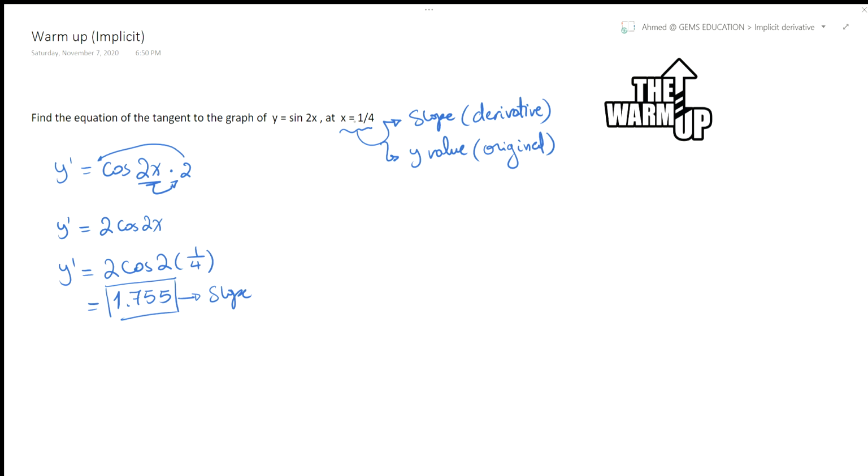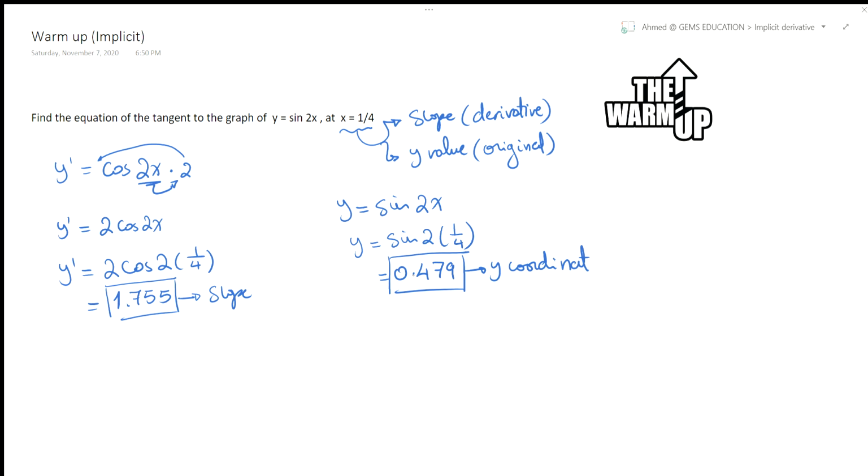Now, if we substitute x in the original function, as we said, this is what will get us the y value. So using the original function y equals sine 2x, I'm going to now substitute the x value of 1 over 4. This on your calculator should get you 0.479. This is the y value, the y coordinate of the point x equals 1 over 4 and y equals 0.47.